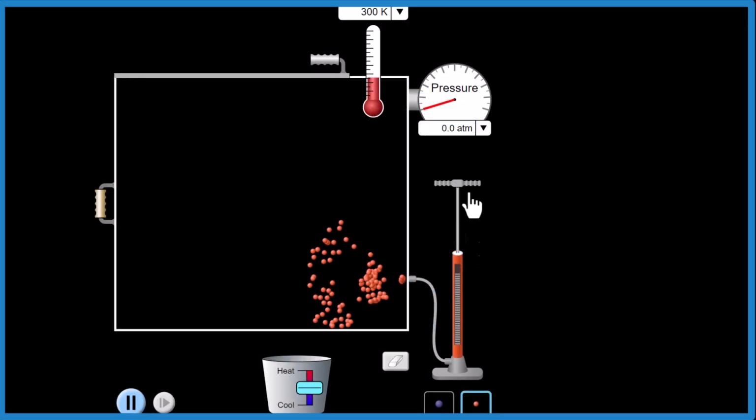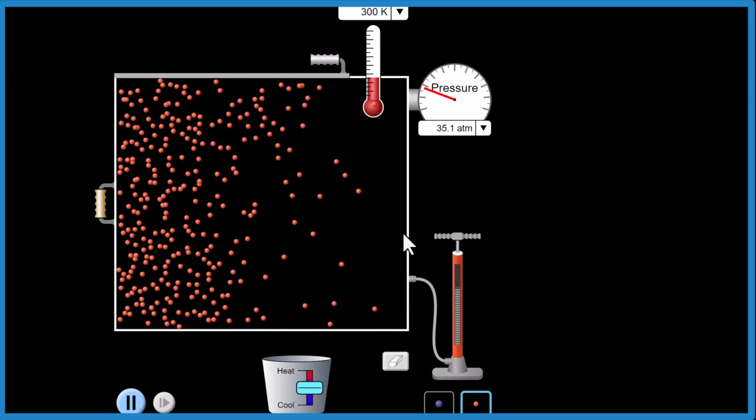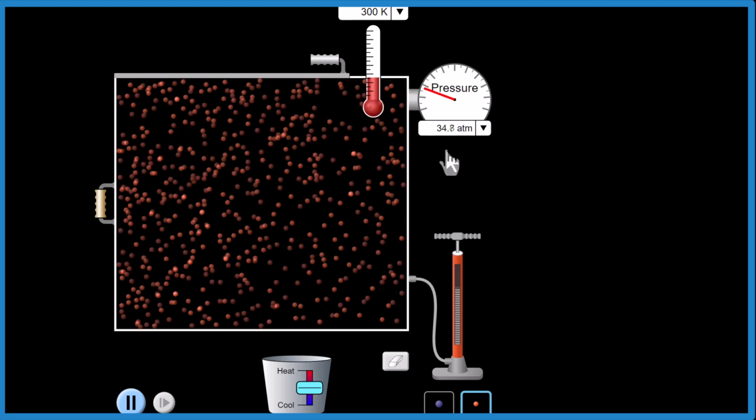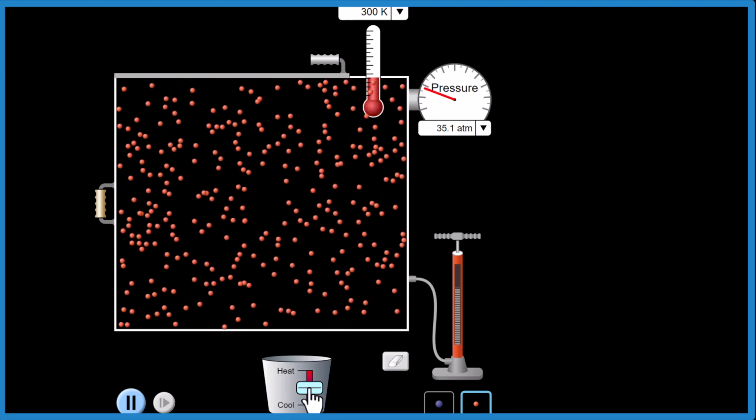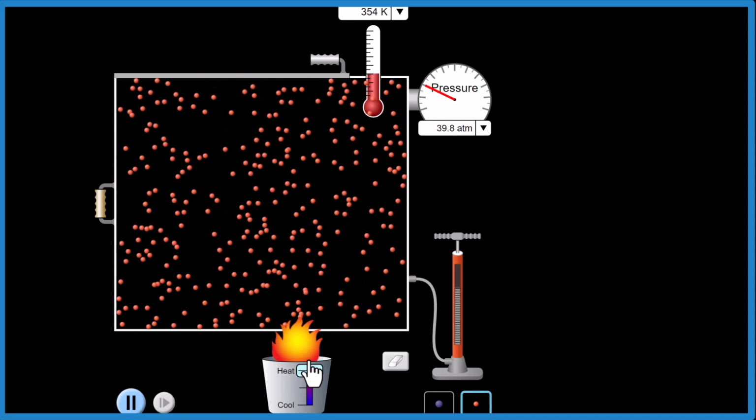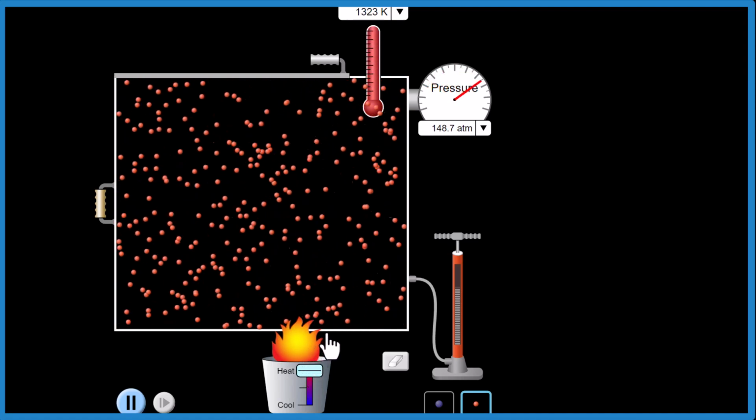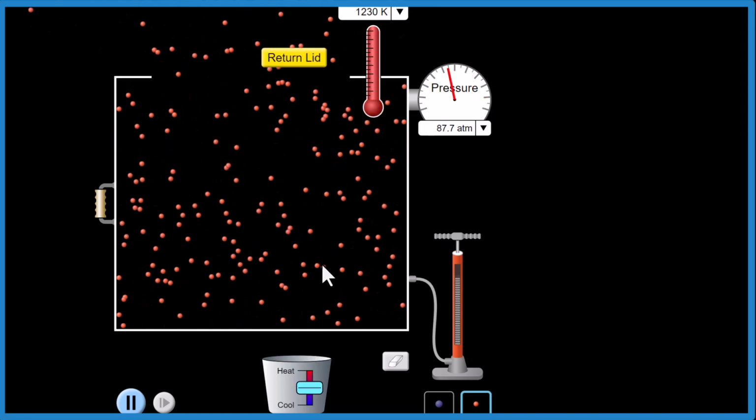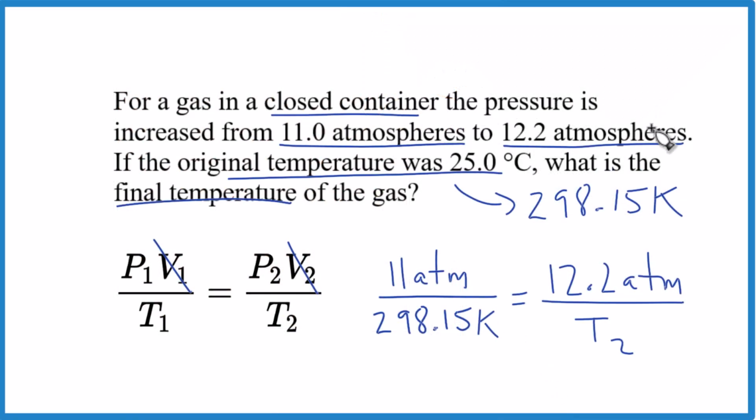So we have a closed container here, and we have some atoms or molecules. They're bouncing around. When they hit the side, that's what causes the pressure to increase. So anything that's going to make them hit the sides more will increase the pressure. As we heat it up, watch what happens. They start moving a lot faster, and the pressure goes up. Eventually, it's so much pressure that the lid blew off. Okay, let's go back. So increasing the pressure, that's going to cause the temperature to increase.